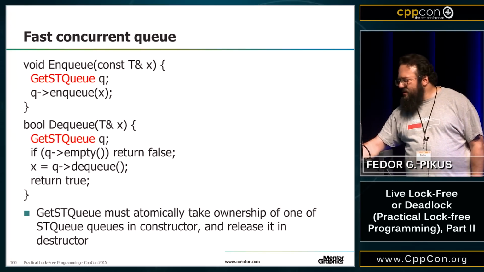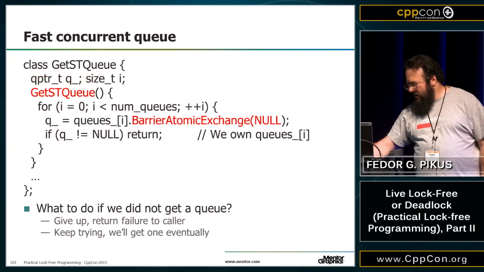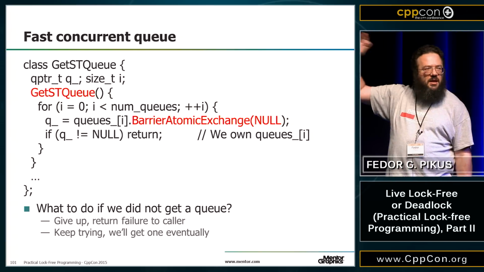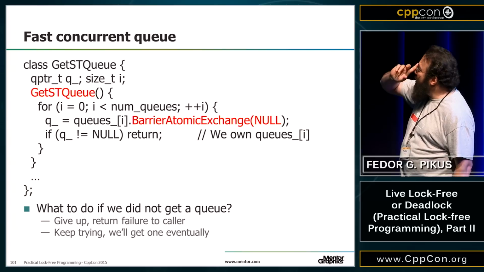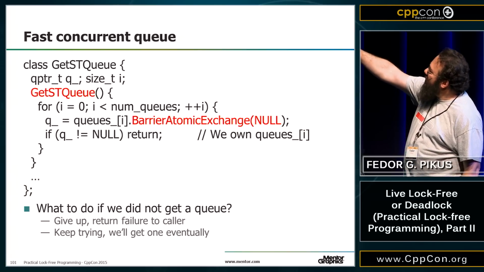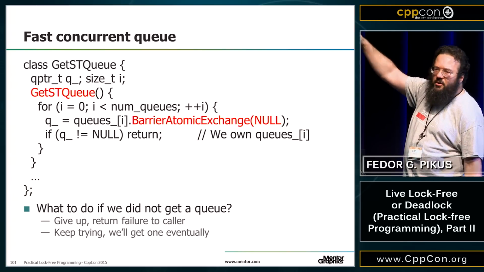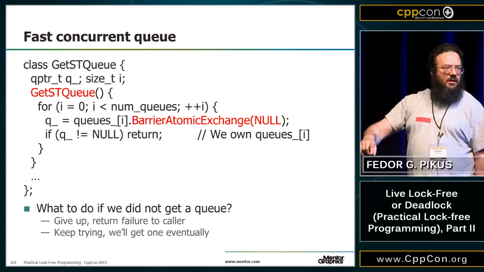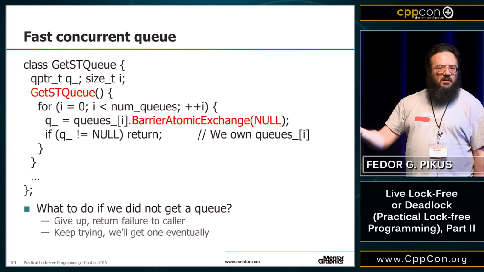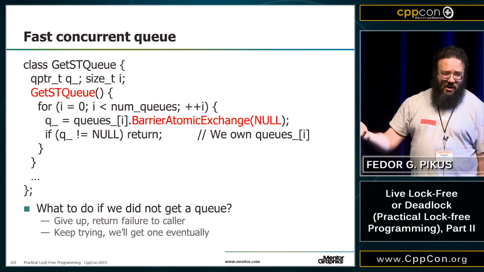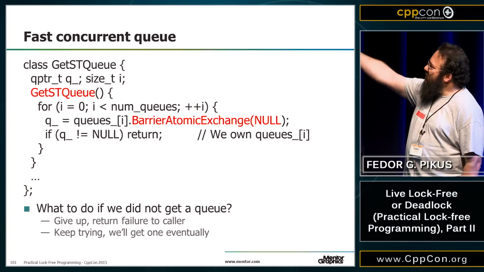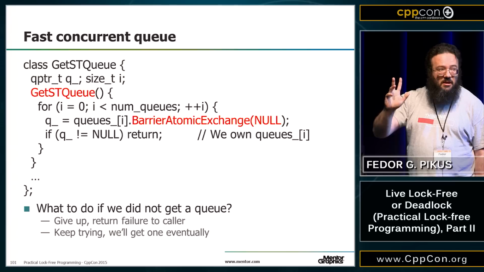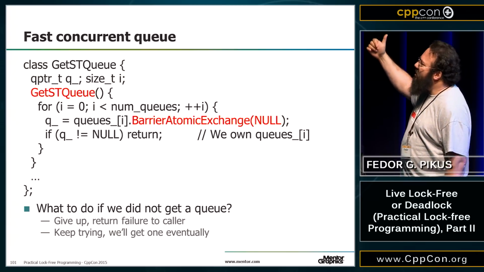So let's look at this getQueue. What does it do? Well, the constructor takes exclusive ownership of one of the single-threaded queues. We have this array of atomic pointers. We're just looping over the array until we find one, and we're trying to atomically exchange it with null. If we get back null, it means somebody already atomically exchanged it with null before us. Keep moving. If you get back a non-null, now it's null. That's what atomic exchange does. And you own the queue, a return.